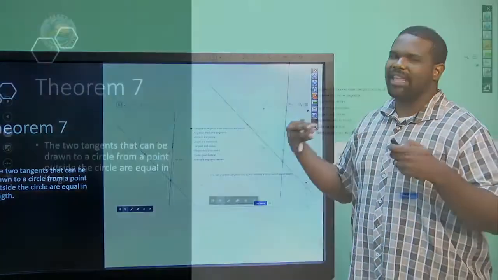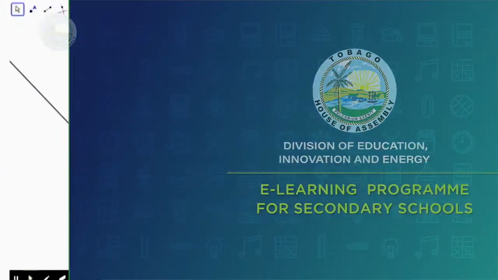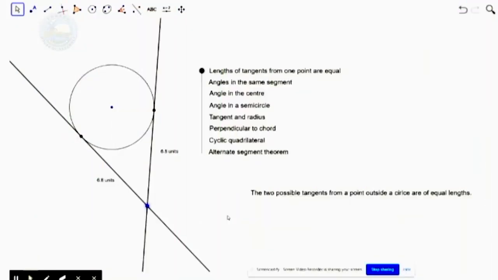Now, I want to look at Theorem 7 and 8 together. And so we're going to go through Theorem 7, and then we're going to go through Theorem 8 and apply the both of them to one diagram to see how they work together. So Theorem 7 says that the two tangents drawn to a circle from a point outside of the circle are equal in length. This rule says that the two possible tangents from a point outside of a circle are of equal length.